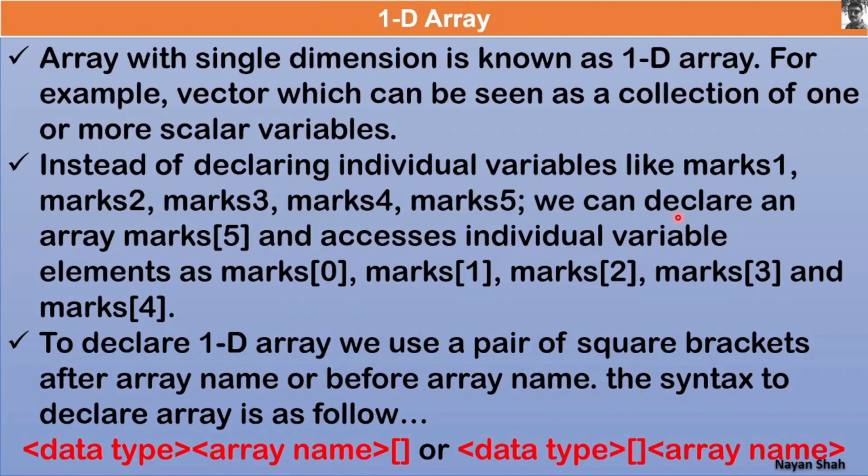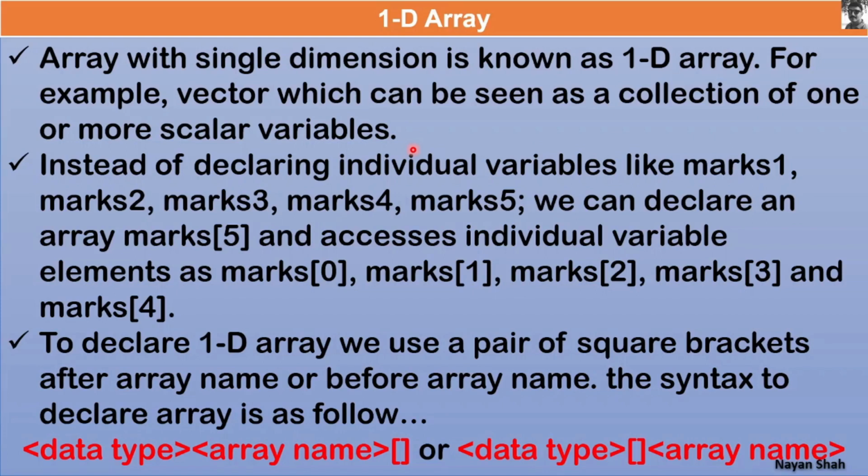Now let us discuss something about the 1D array. An array with a single dimension is known as a 1D array. For example, a vector, which can be seen as a collection of one or more scalar variables. So for example, if I say I want to write the percentage of 10 students, then that's a collection, a one-dimensional array.